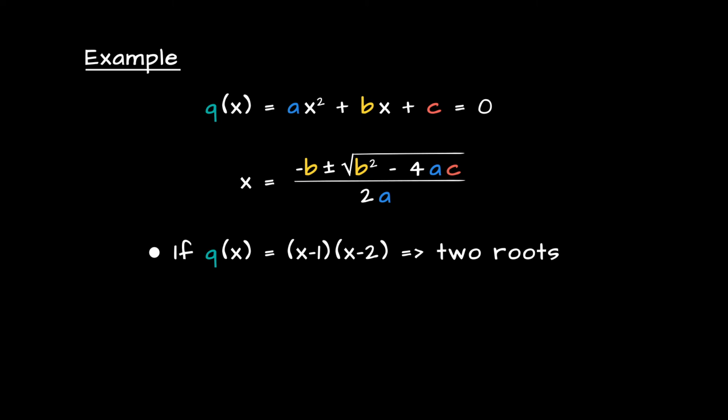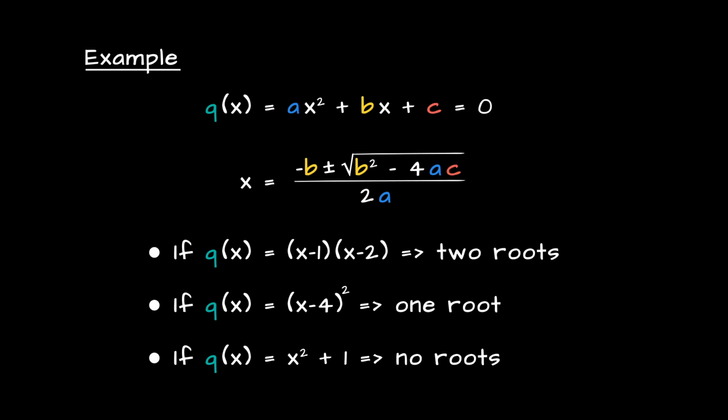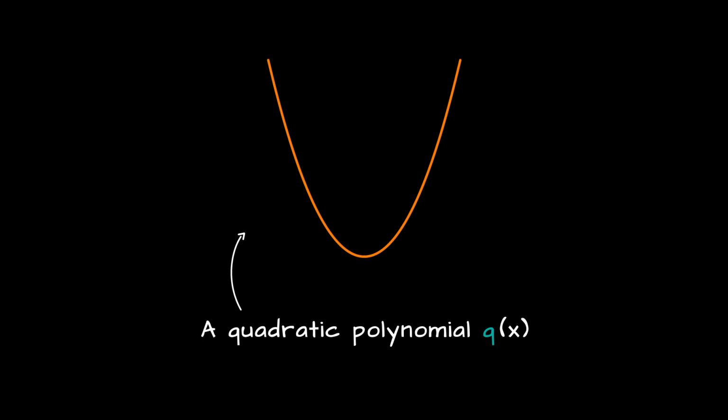Moreover, we know that the roots of a quadratic polynomial happen to correspond to factors of the polynomial as well. So just to run through some particular examples, if our polynomial factored as x minus 1 times x minus 2, then we would know that it has 2 roots, or 2 zeros. If it factored as x minus 4 squared, on the other hand, then it would only have 1 root, or 1 zero. And if the quadratic polynomial had the form x squared plus 1, then it would be impossible to factor over the real numbers, and it would have no real roots. So a quadratic polynomial can have either 2, 1, or 0 real roots.